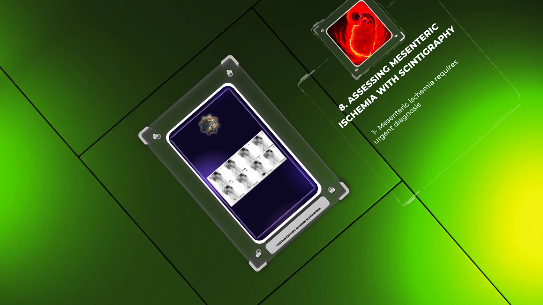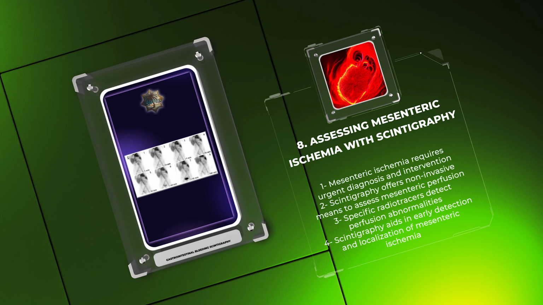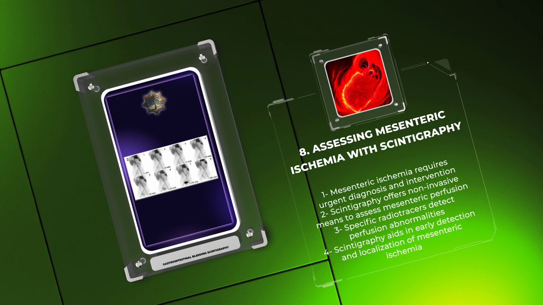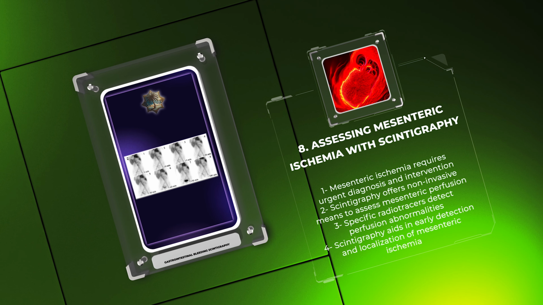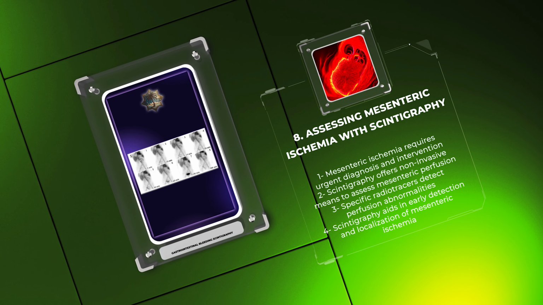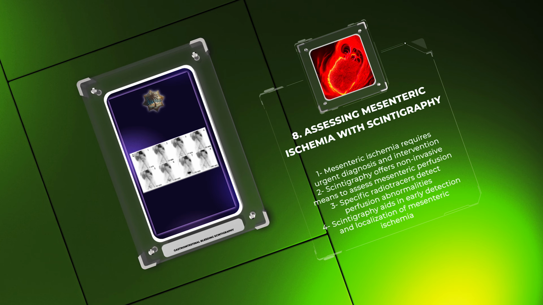Mesenteric ischemia, a severe condition resulting from inadequate blood supply to the intestines, requires urgent diagnosis and intervention. Scintigraphy offers a non-invasive means to assess mesenteric perfusion and identify areas of ischemia. By utilizing specific radiotracers capable of detecting perfusion abnormalities, scintigraphy aids in the early detection and localization of mesenteric ischemia, enabling timely and appropriate management.